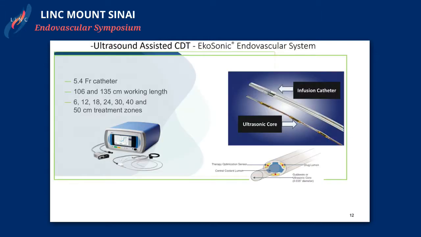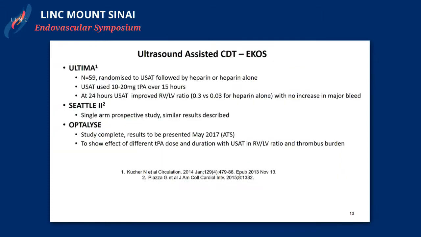There are ultrasound-assisted devices that we can use as well, what we call the EKOS catheter. We use ultrasound as well as catheter infusion. There are three smaller randomized trials, ULTIMA, SEATTLE, and most recently OPTALYSE, all showing a decrease in the RV-LV ratio as well as a decrease in clot burden, which is probably more commonly used for submassive and massive PE.